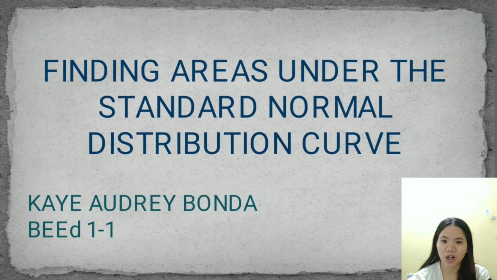So to sum it all up, finding the area of a standard normal distribution curve requires a two-step process. First is to draw the normal distribution curve and shade the area, and the second one is to find the appropriate figure in the procedure table and follow the direction given.